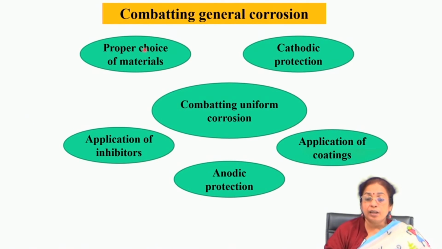Another very common way of combating general corrosion is cathodic protection, where you connect the material of your choice with another metal which is more prone to corrode. In that case, your metallic material will be protected by the corrosion of the other metal, which corrodes and supplies electrons to the structure. By that process, it reduces the probability of corrosion.